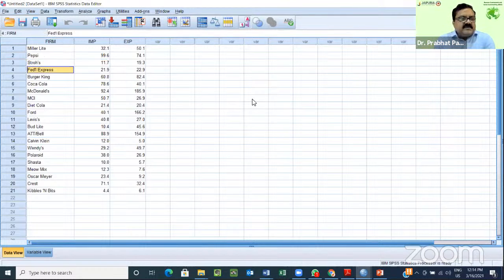So here we have the data for different companies. The second column is about the impression retained by the consumer for the advertisement that they have made. For example, Pepsi has made an advertisement and the customer was asked, can you recall the Pepsi ad? And the customer recalled the ad. So the data is about those who are able to recall a certain proportion of the ad.